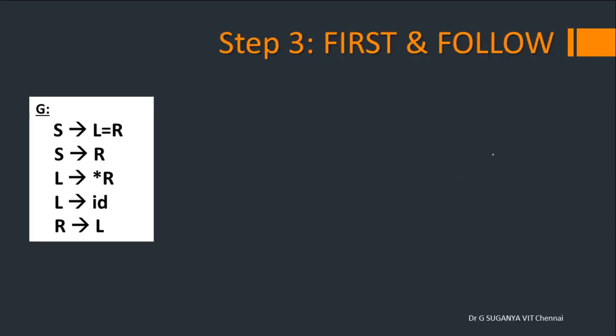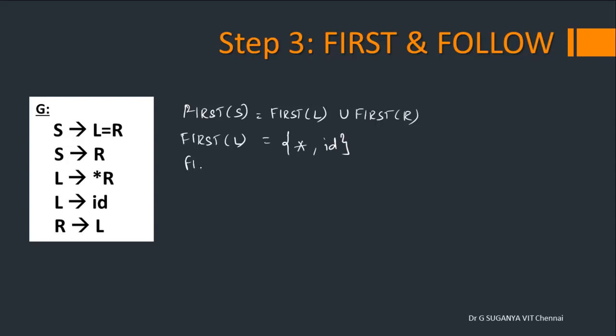Then computation of first and follow. First of S equal to first of L union first of R, because both start with a non-terminal. Then coming to first of L, both of its productions start with a terminal, and hence it will be star comma ID. Then comes first of R, which is equal to first of L, which is nothing but star comma ID. And hence what is first of S? It is also star comma ID.